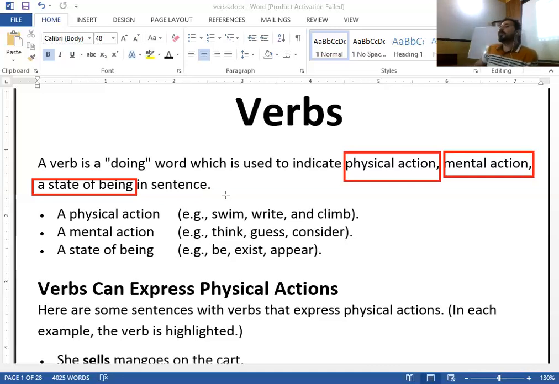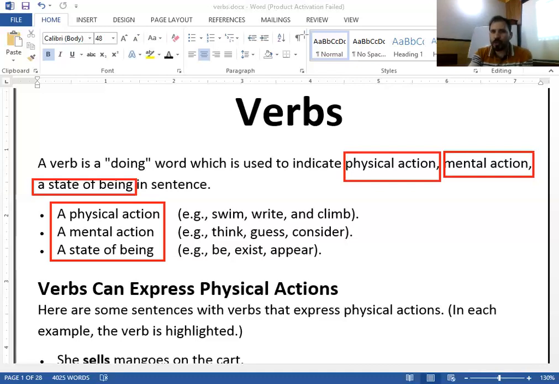Clear? So the verb can be of three kinds. It can be physical, it shows us physical action. Number two, it shows mental action. And the third, state of being. Physical action like swim, write, climb. Mental action: think, guess, consider. A state of being: be, exist, appear.